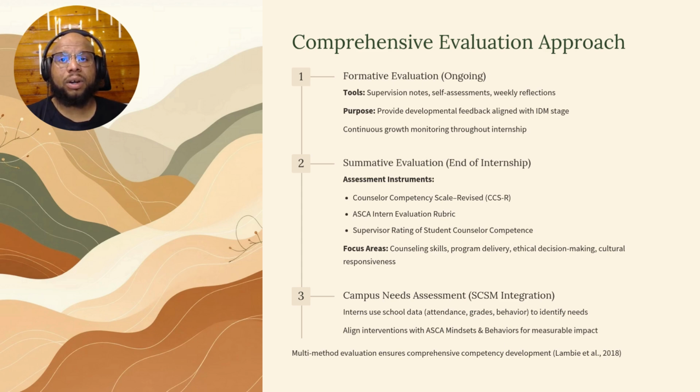Additionally, interns are taught to conduct a campus needs assessment to evaluate student data such as attendance, discipline, and academic performance. This process strengthens their ability to design data-driven interventions and evaluate program outcomes consistent with the School Counselor Supervisory Model. When evaluation is used as a collaborative learning process rather than a punitive measure, it promotes confidence, accountability, and readiness for independent practice in today's multicultural and ethically complex school settings.